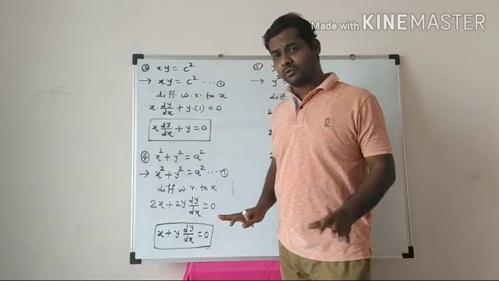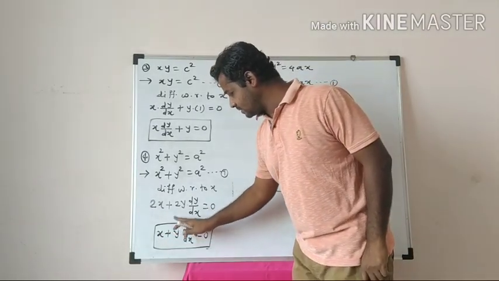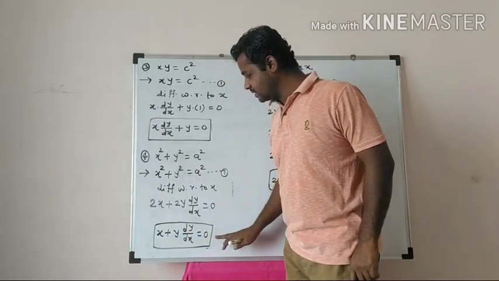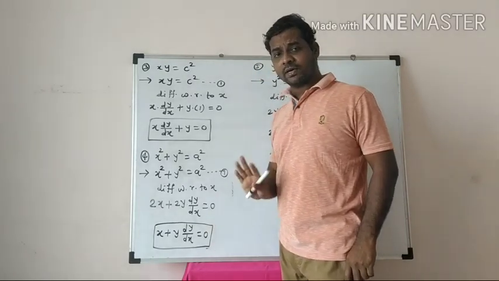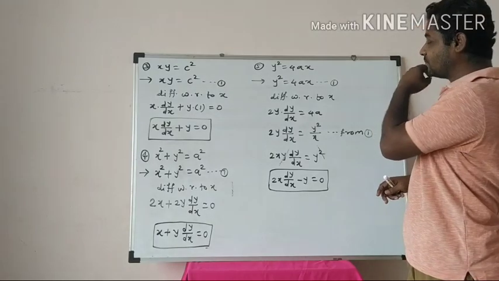We divide throughout by 2. सगळीकडे 2 ने divide करा. So we get the equation as x plus y into dy by dx is equal to 0, which is the required differential equation. Now the next one is y square is equal to 4ax.